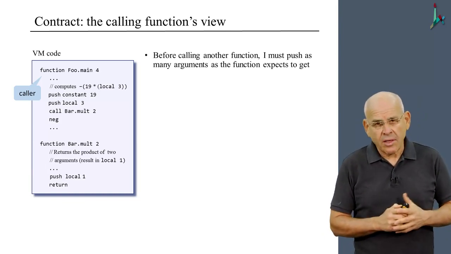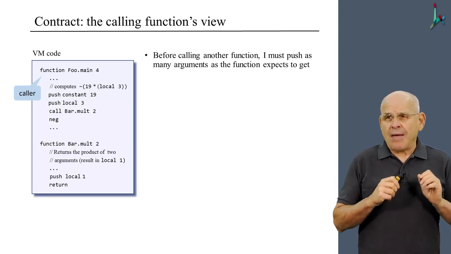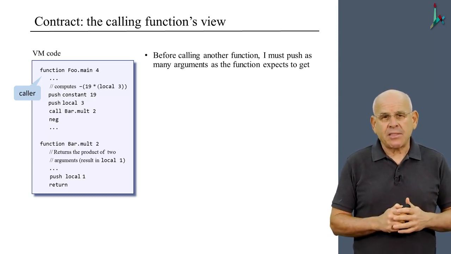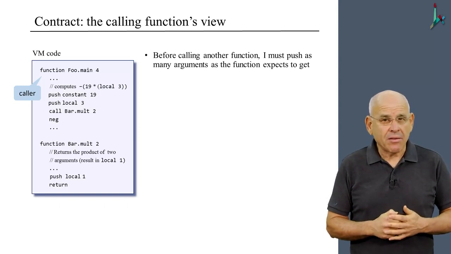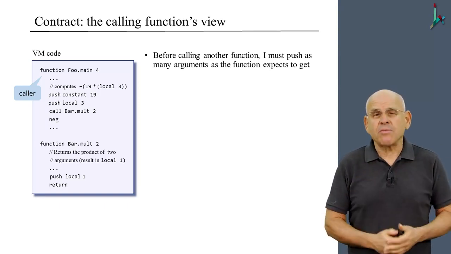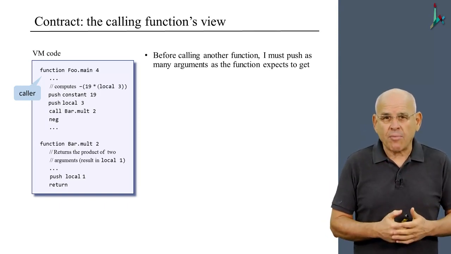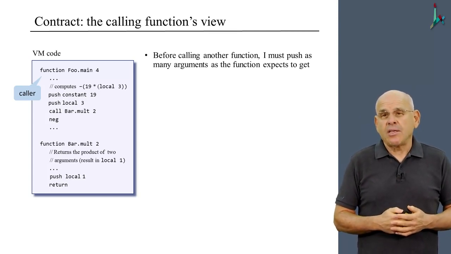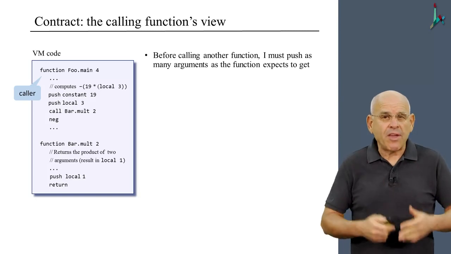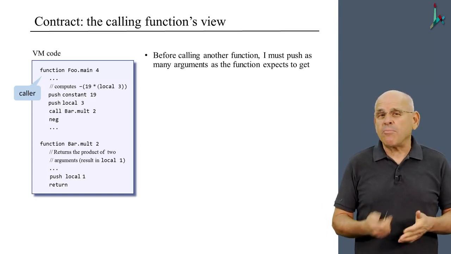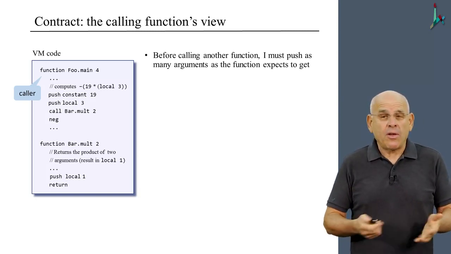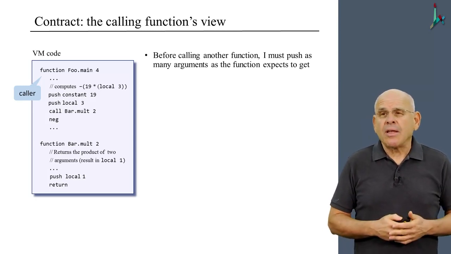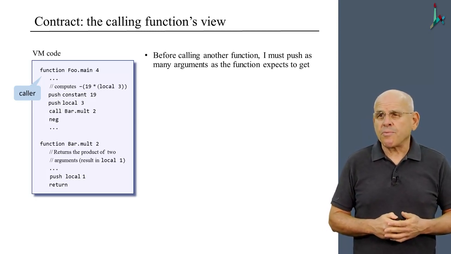Before I call another function, I must push as many arguments as the function expects to get. So, if I call square root, I know that I have to push 1 argument. If I call mult, I know that I have to push 2 arguments, and so on. So the assumption is that whoever wrote this VM code, whether it's a human being or a compiler, well, he knows what he's doing, so he knows how many arguments to push.